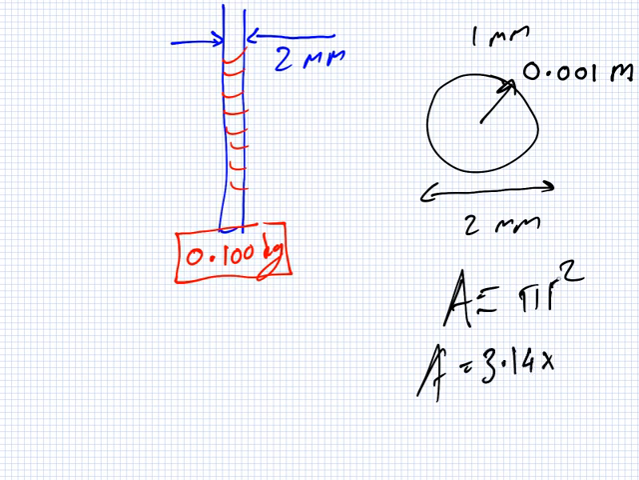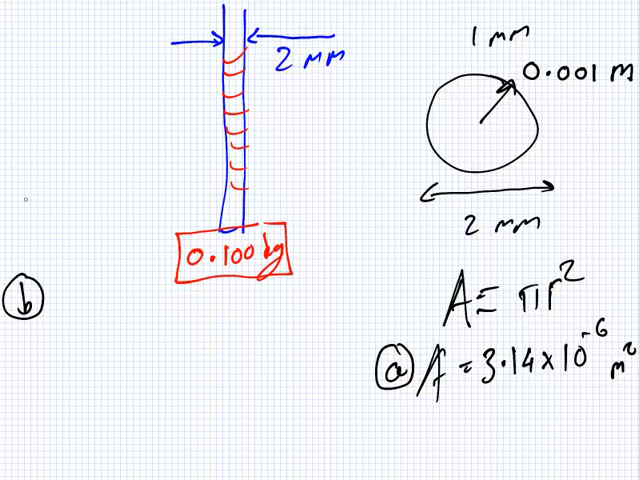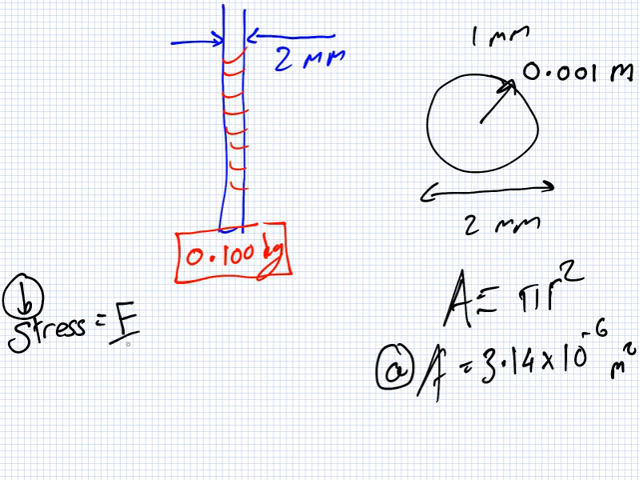Pi times 3.14 times 10 to the minus 6 meters squared is the area. So that answers the first part. Part B, I ask for the stress. What's the formula for stress? Force over area. Now, do we know the force acting on this wire? We do! It's the weight. So that's equal to mg over A.